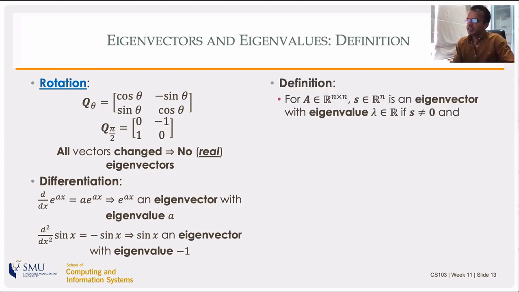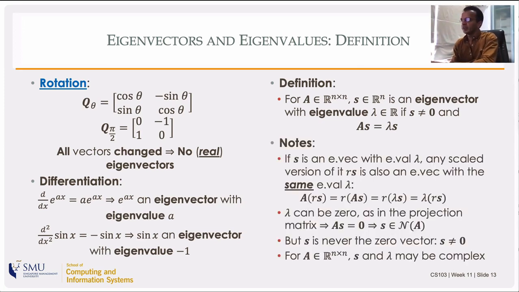So let me define this once more. For a square matrix A of size n by n, a vector in R^n is called an eigenvector with an eigenvalue lambda, which is a real value. Actually, I should relax this, but for now, let's stay with real values. If I can write A s is equal to lambda times s for a non-zero vector s, then s is an eigenvector and lambda is a corresponding eigenvalue.